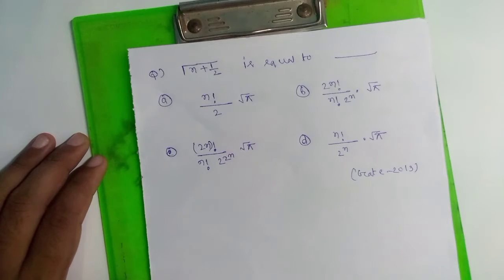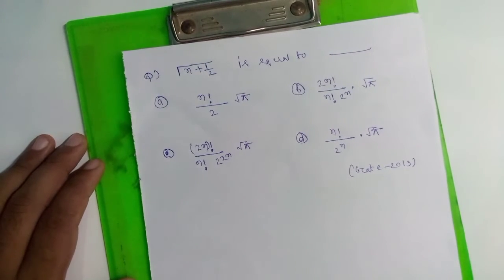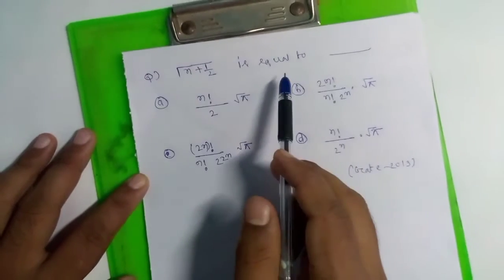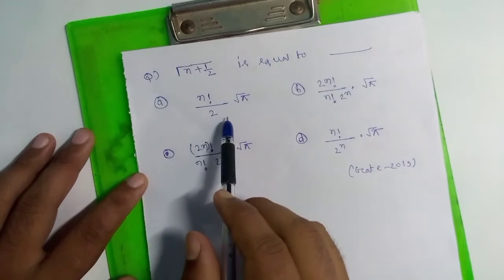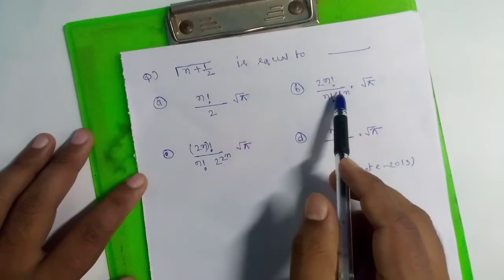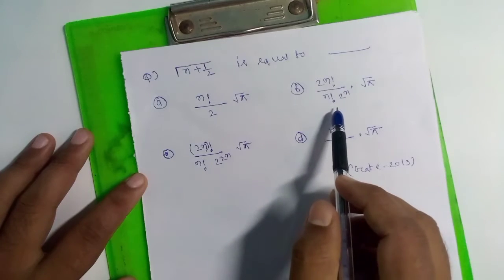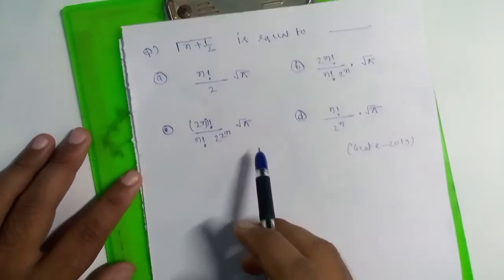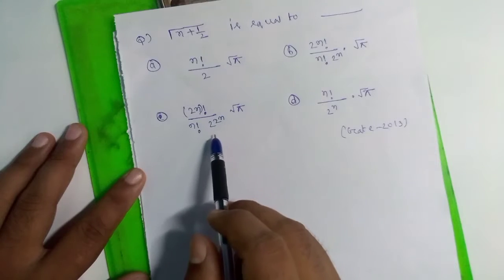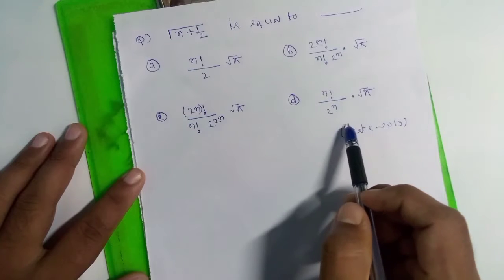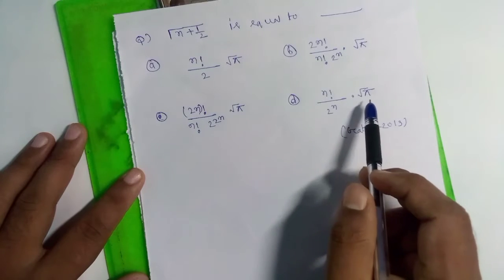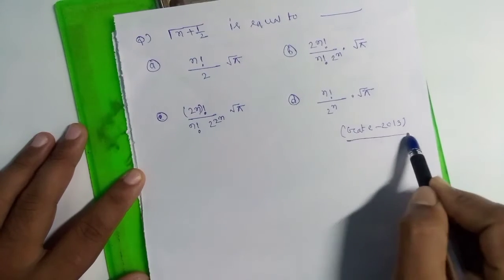Hi everyone. In this video, we will discuss some entrance level questions on the gamma function. The first question is: gamma of n plus half is equal to which of the following? Option A is n factorial by 2 root pi. Option B is 2n factorial by n factorial 2 to the power n into root pi. Option C is 2n factorial divided by n factorial 2 to the power 2n root pi. And option D is n factorial by 2 to the power n into root pi. This question came in GATE 2013.